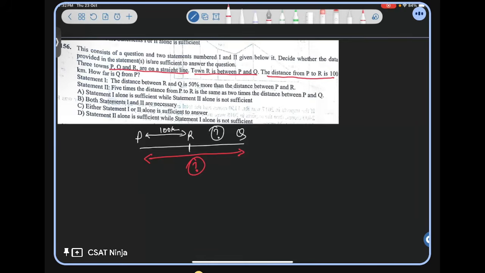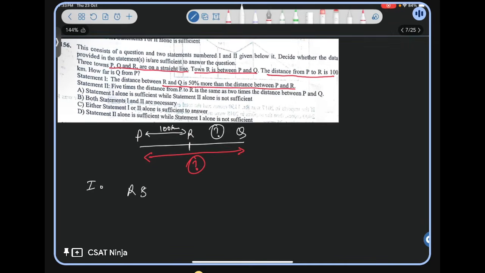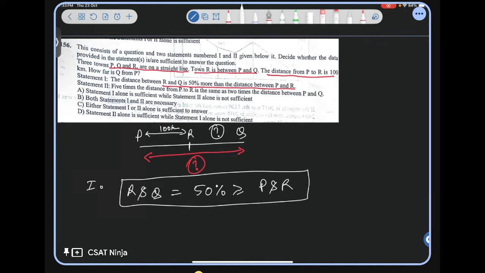So let's start with statement number 1. Statement number 1 says the distance between Q and R is 50% more than the distance between P and R. The distance between R and Q is 50% more than the distance between P and R. Let's try to understand this.